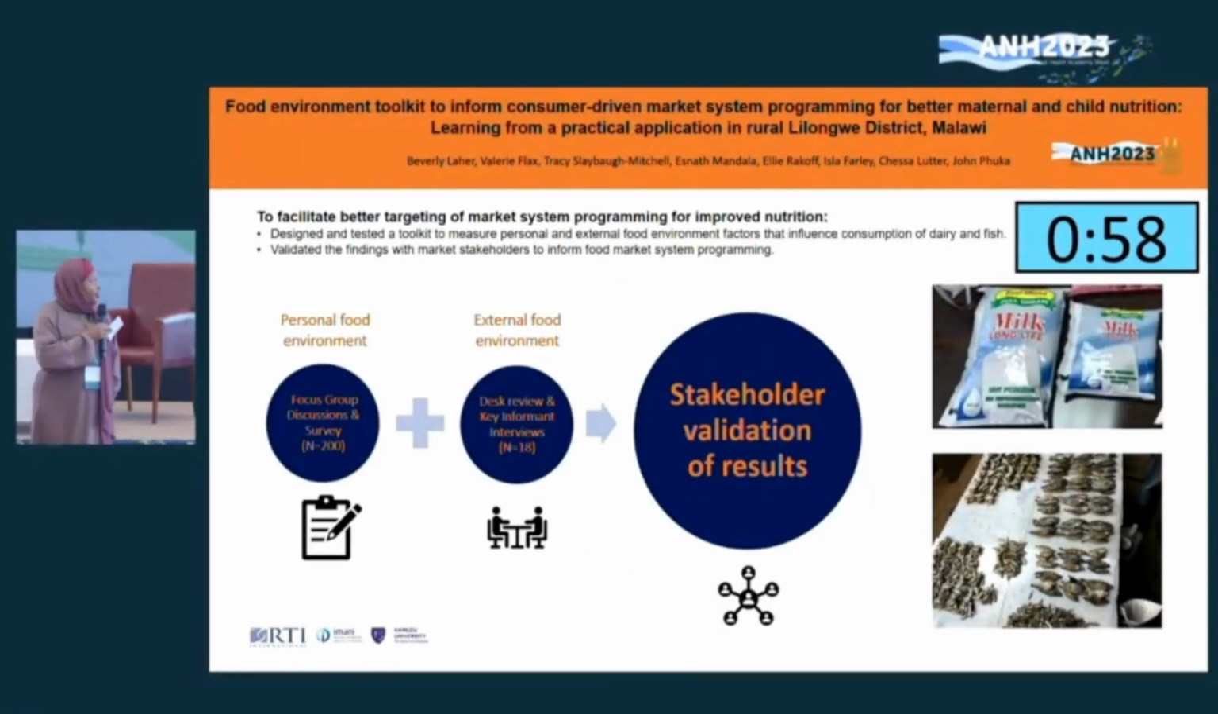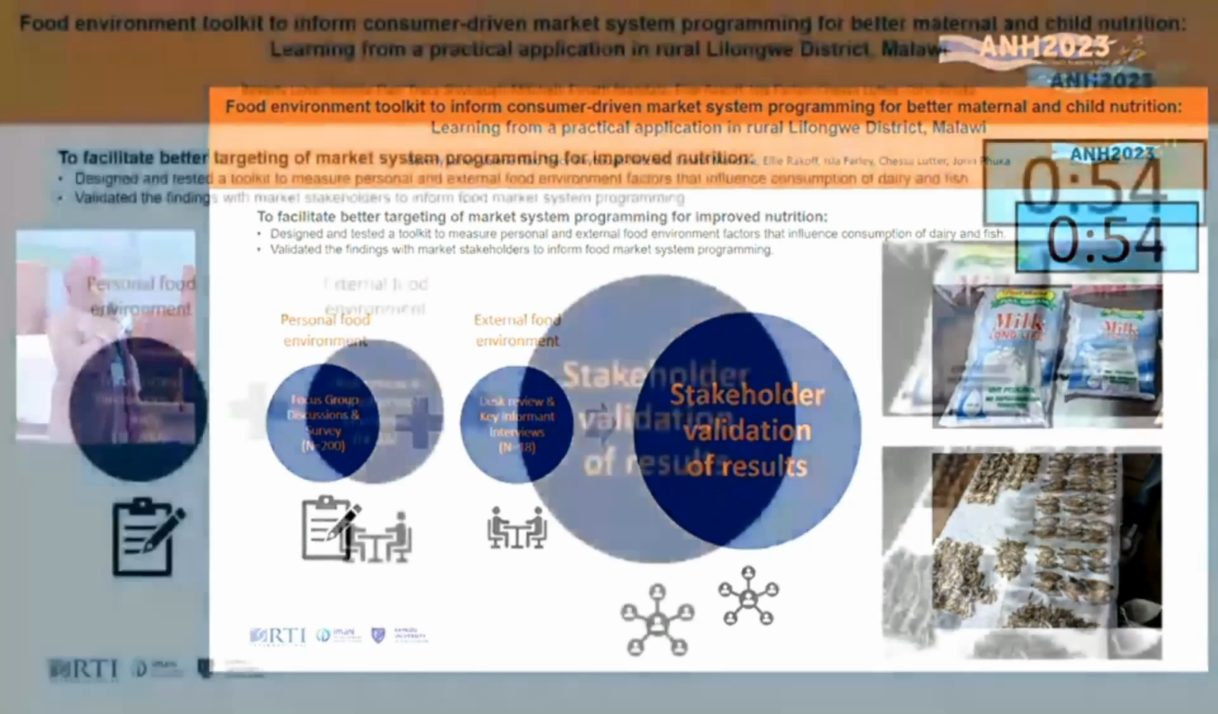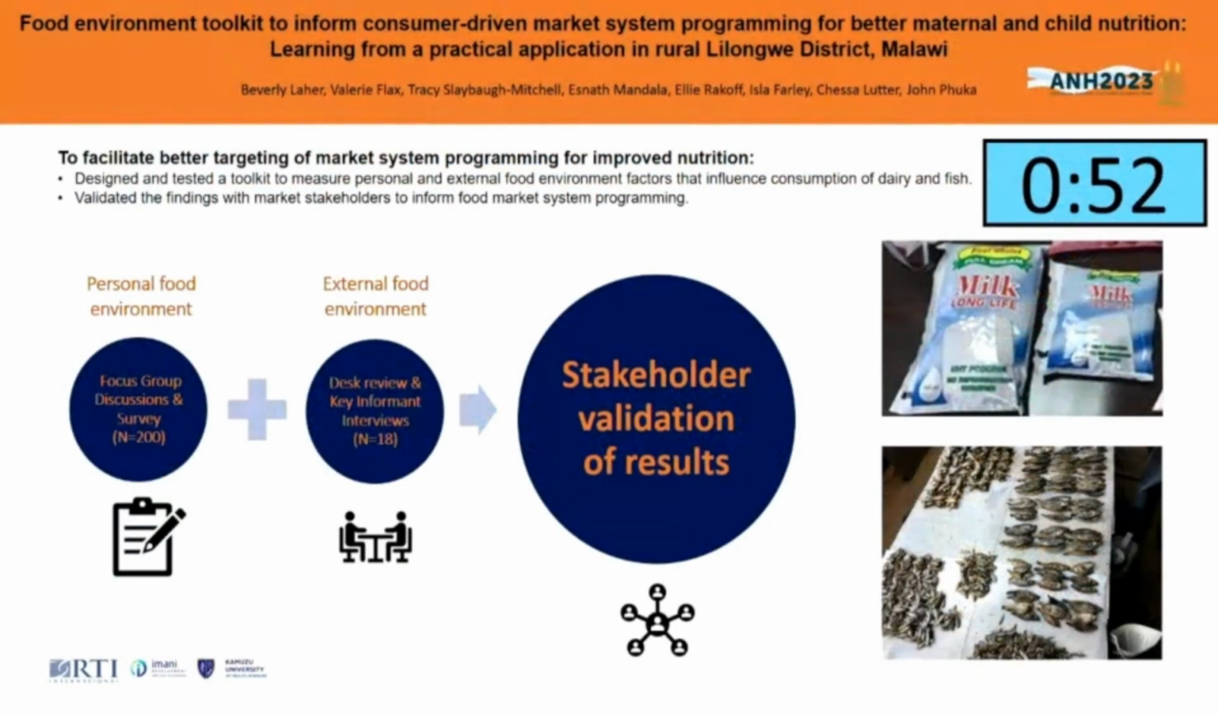Food security programs around the world are shifting towards integrating marketing systems and nutrition programs, but this requires an understanding of how food environments influence food choices. Currently, there is no tool to inform this integration. Therefore, we set out to design, test, and validate a tool that measures personal and environmental food factors that influence the consumption of fish and dairy in Lilongwe, Malawi.